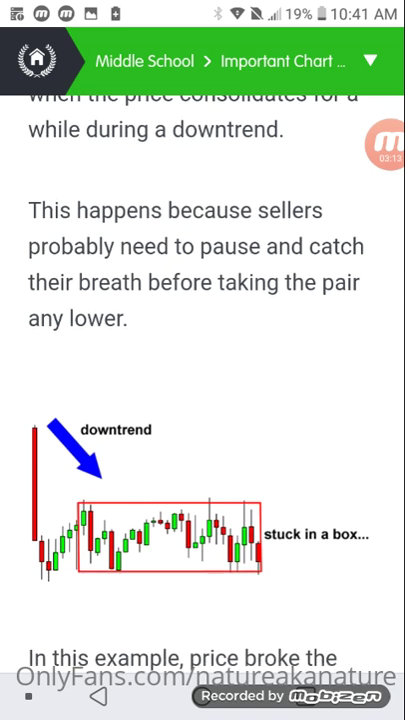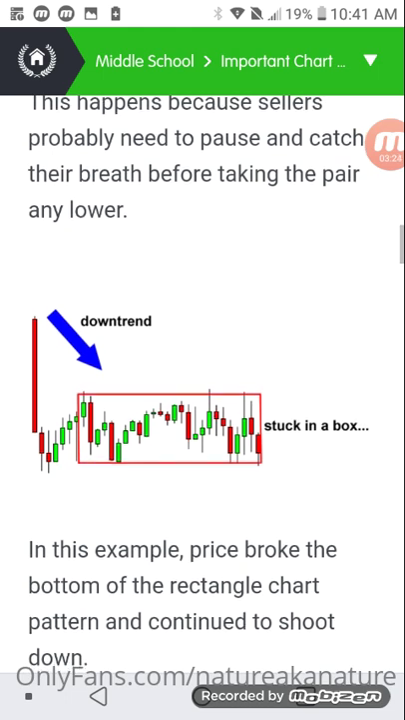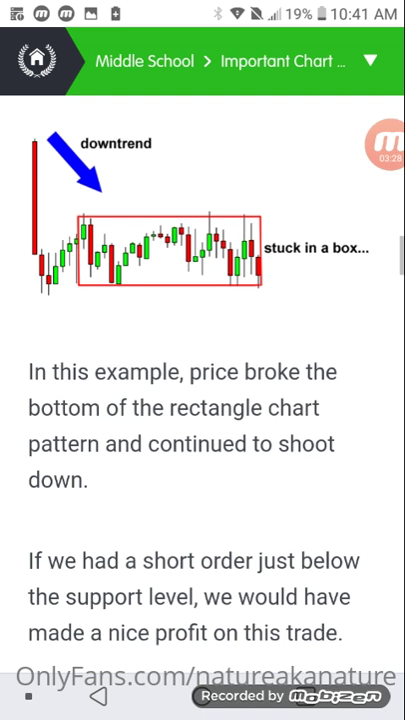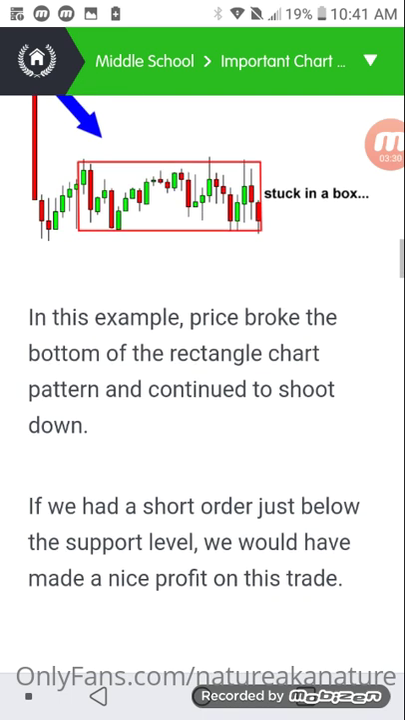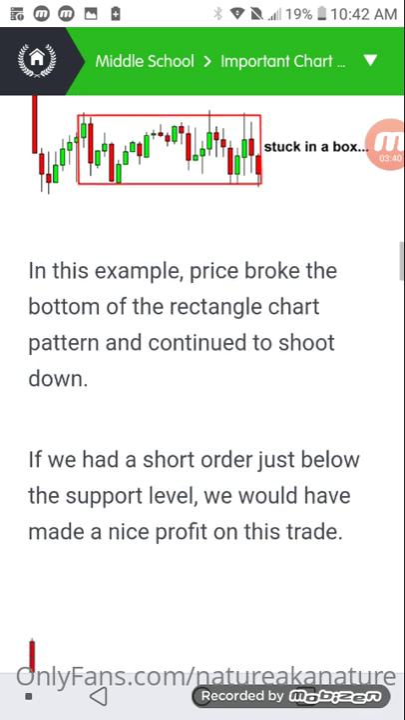So it's stuck in a box. Price is just parallel, consolidating from support to resistance, and it's found during a downtrend. This is why I call it a bearish rectangle. In this example, price broke the bottom of the rectangle chart pattern and continues to shoot down. It's a bearish chart pattern, so it's going to continue to shoot down. If you had a short order just below the support level of the rectangle box, we would have made a nice profit on this trade.